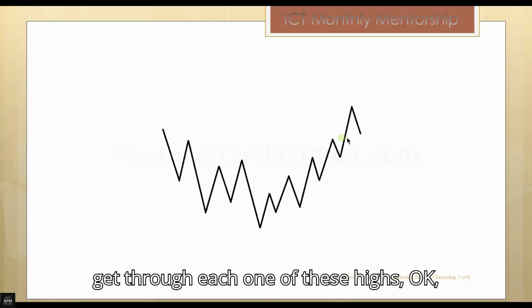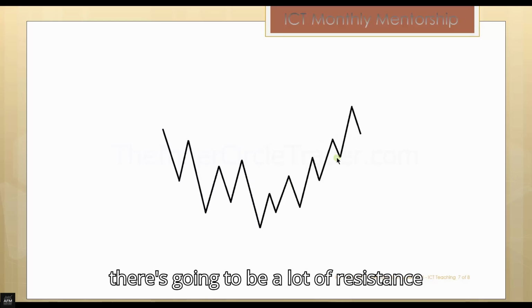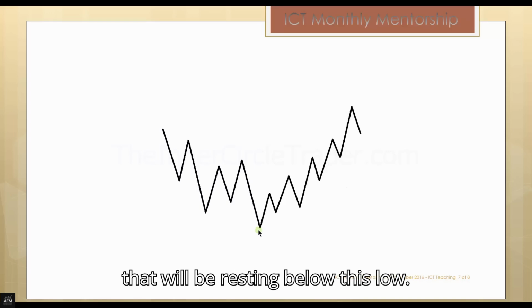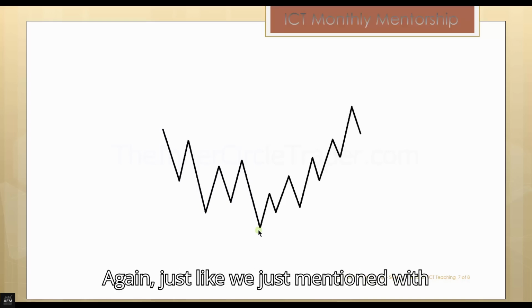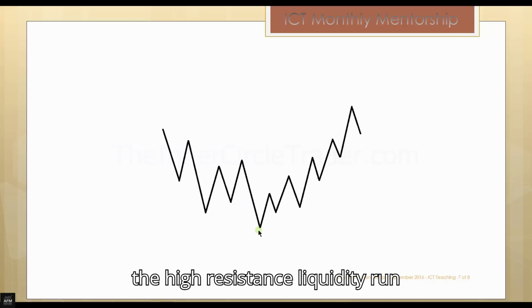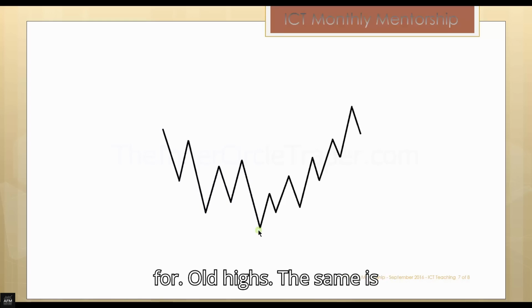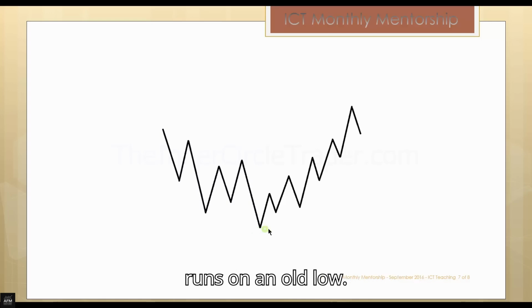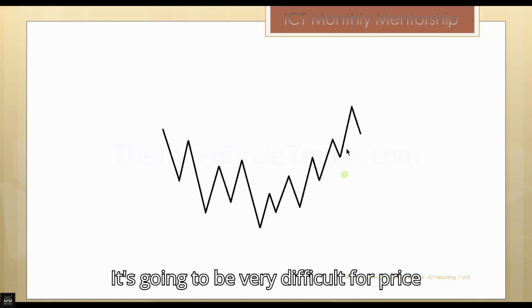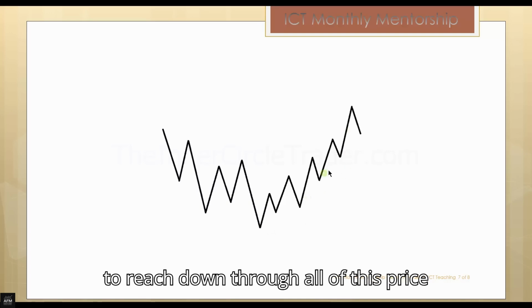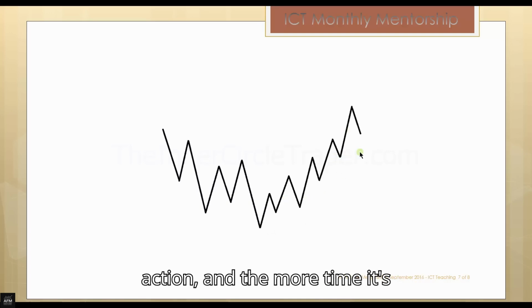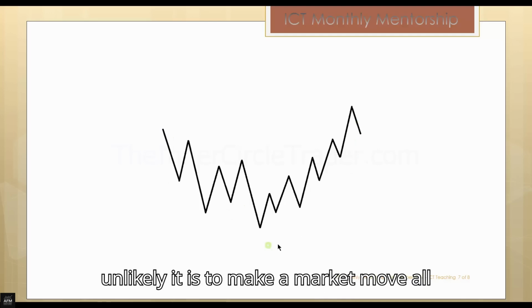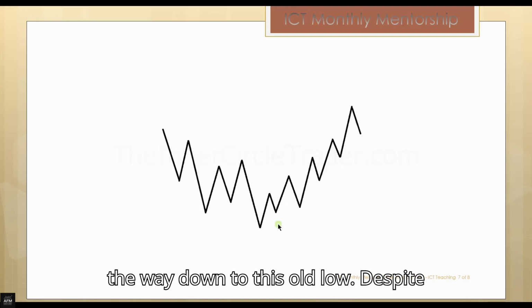So to get through each one of these highs, there's going to be a lot of resistance to just run down out the stops that will be resting below this low. Again, just like we just mentioned with the high resistance liquidity run for old highs, the same is true here for high resistance liquidity runs on an old low. It's going to be very difficult for price to reach down through all of this price action, and the more time it's spent in this area, the more unlikely it is to make a market move all the way down to this old low.